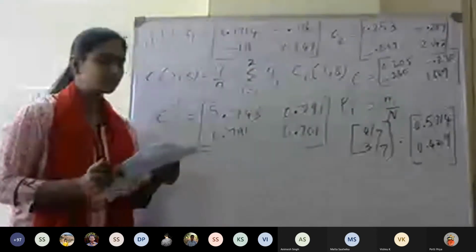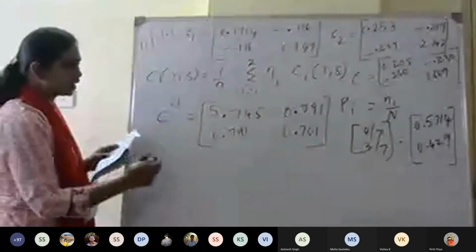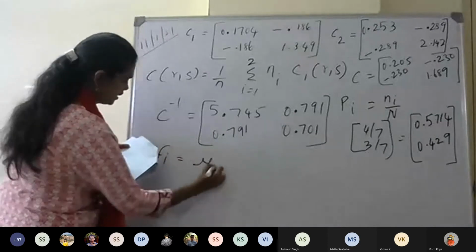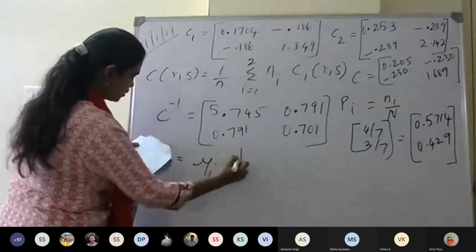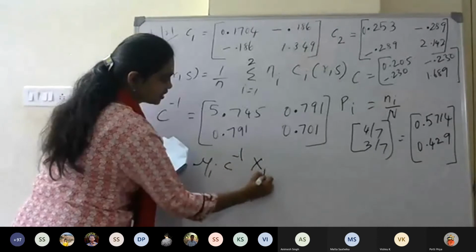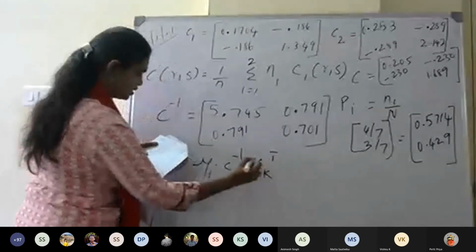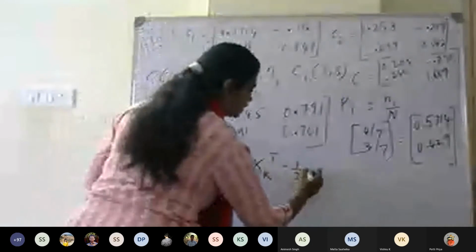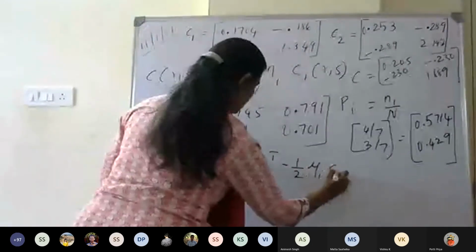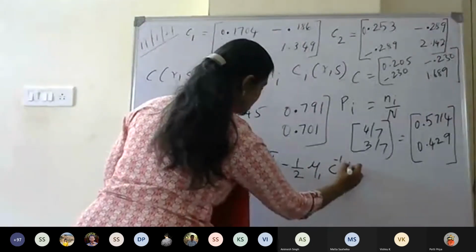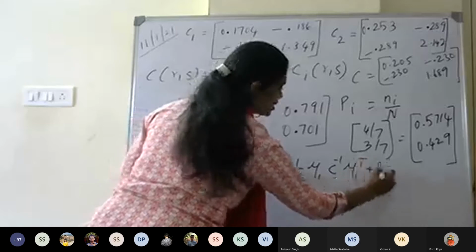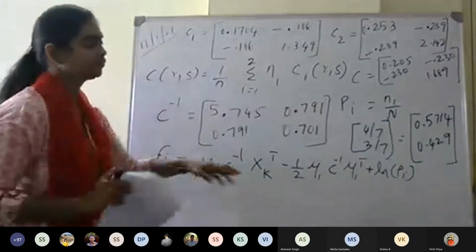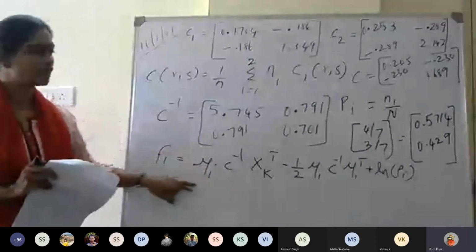Now what we have to do is substitute in the formula that f_i equals mu_i C inverse x_k transpose minus half mu_i C inverse mu_i transpose plus ln of P_i. This is the formula.